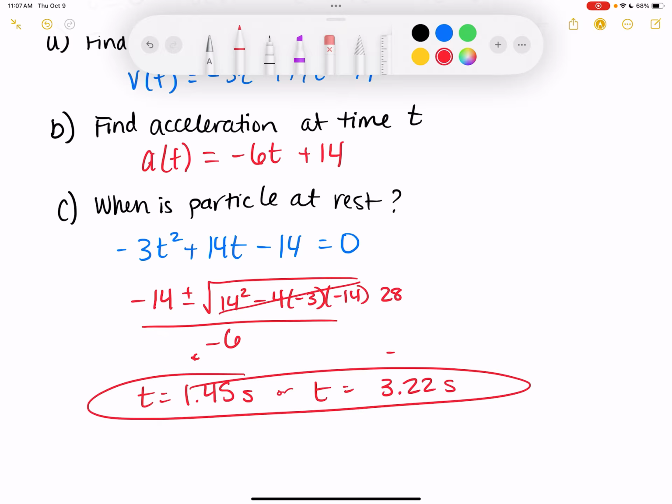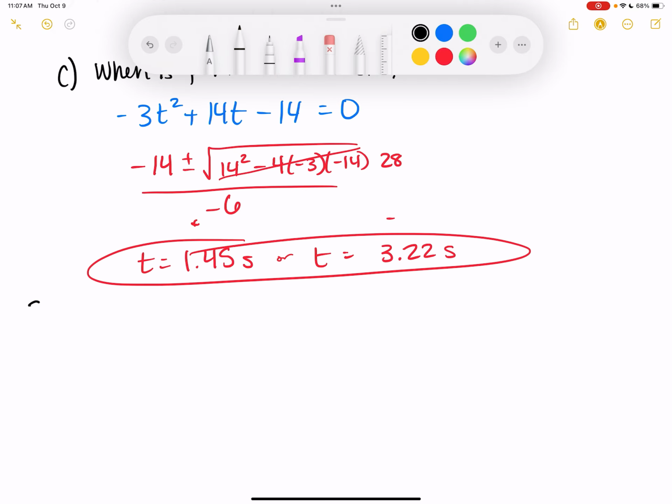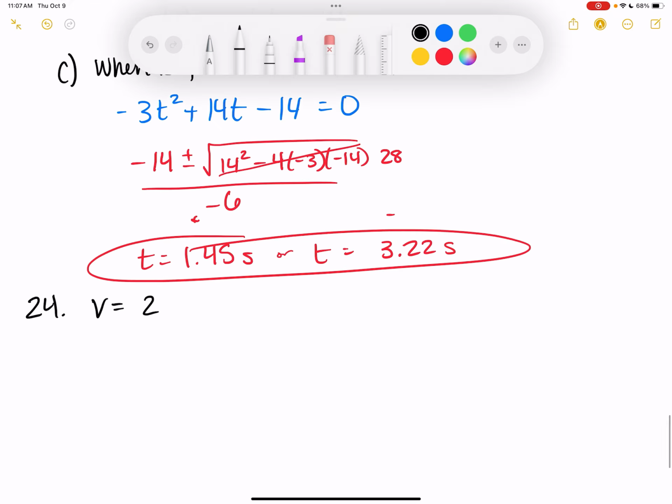Two more. 24. Finding speed. A body's velocity at time t seconds is v equals 2t cubed minus 9t squared plus 12t minus 5 in meters per second. Find the body's speed each time the acceleration is 0. So basically, this is kind of an interesting problem.